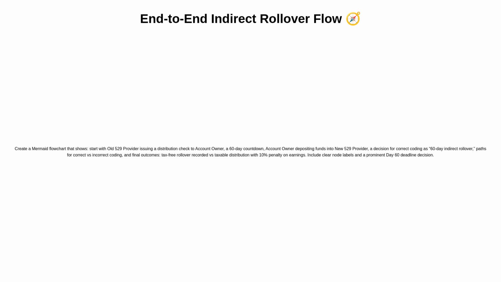A decision point captures whether the receiving provider codes the deposit as a 60-day indirect rollover. If coded correctly, the flow leads to a tax-free rollover outcome. If miscoded as a standard contribution or deposited after day 60, the flow leads to a taxable distribution and a potential 10% penalty on earnings.